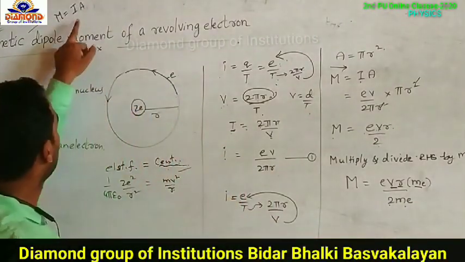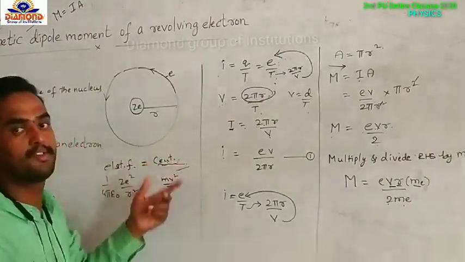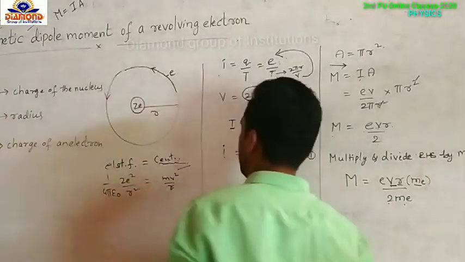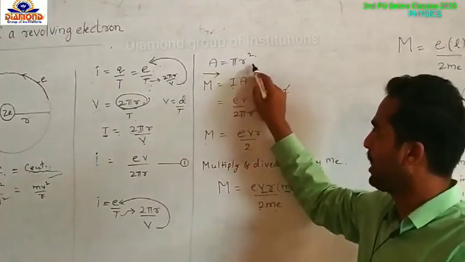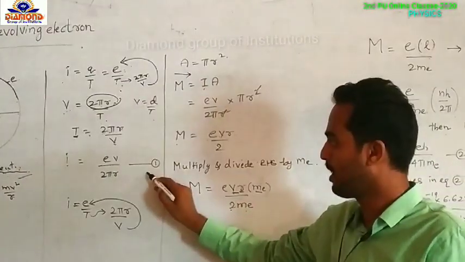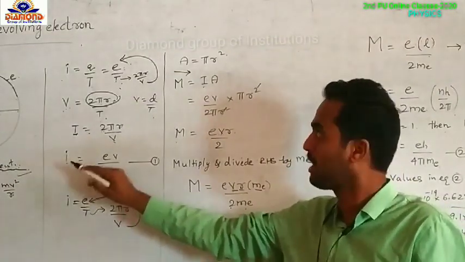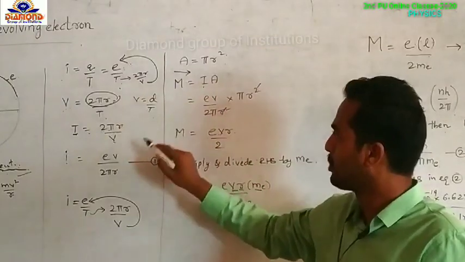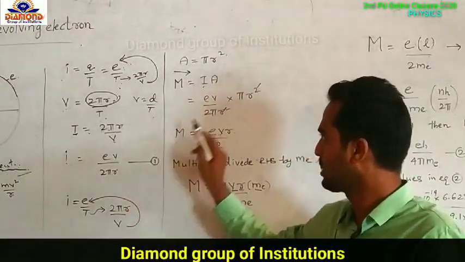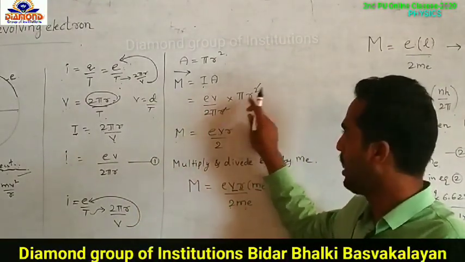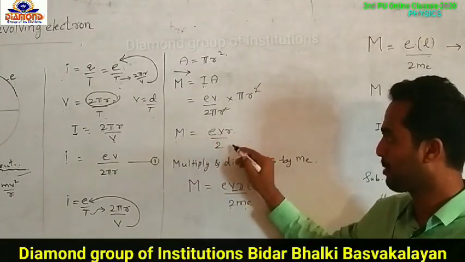Next, multiply by area. The electron is revolving in which path? Circular path. So what is the area of the circle? Pi r square, where r indicates the radius. A equal to pi r square. So equation number 1, ev by 2 pi r, which gives the I value, that is current, into area. So I into A, ev by 2 pi r as it is, into pi r square. The r term will get cancelled. Then the m value, the magnetic moment, is nothing but evr by 2.